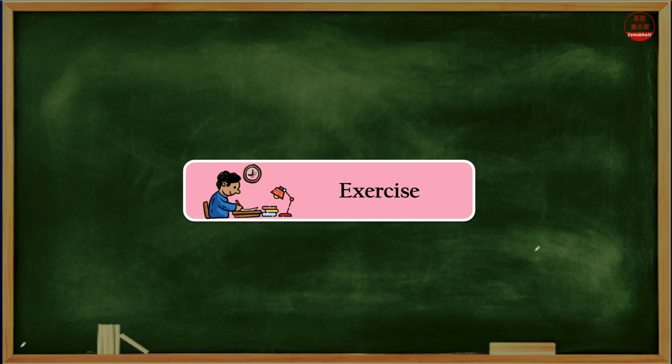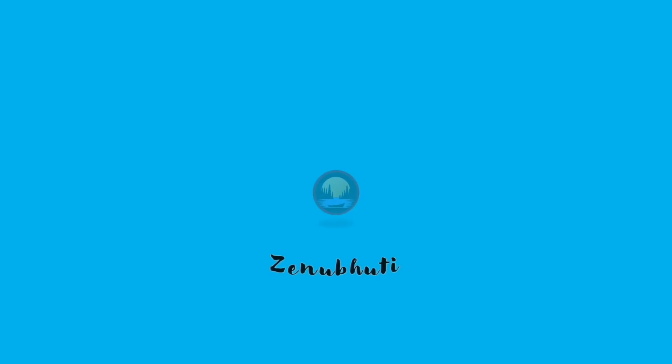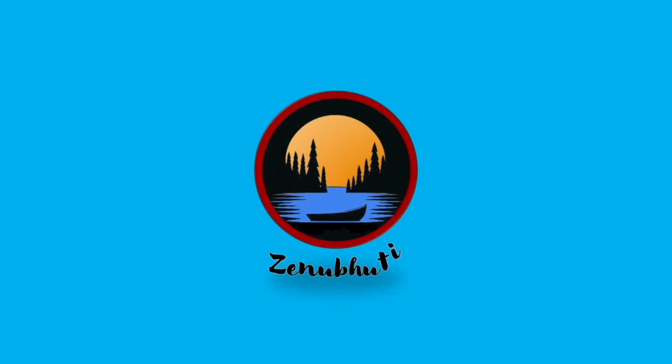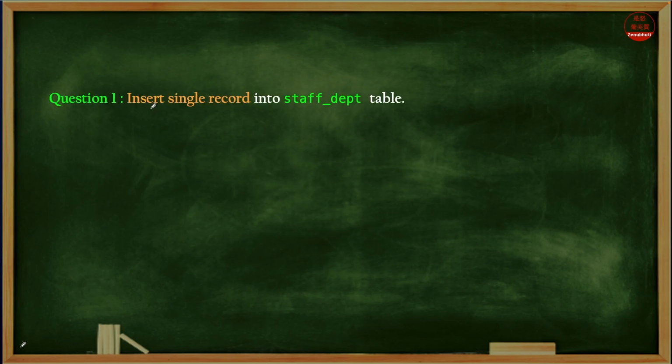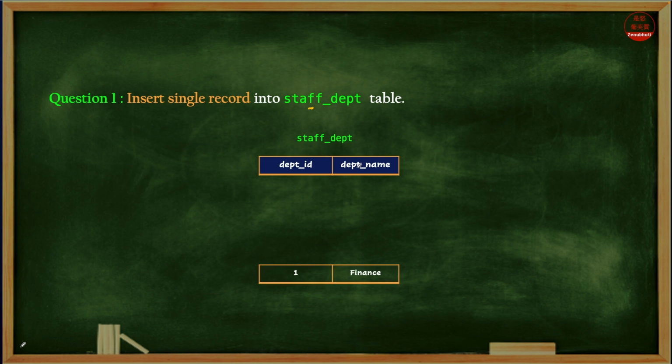Now we're going to solve some questions based on this insert into SQL command. The first question is insert a single record into staff department table. In staff department table we have two columns, and we are going to add the very first record where we will be adding one value to the department ID and finance to the department name.